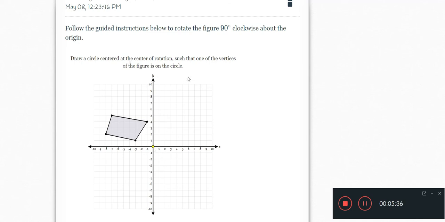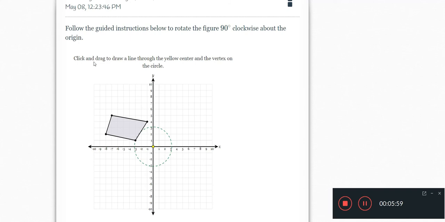All right. So in order to do this one, it says draw a circle centered at the center of the rotation such that one of the vertices of this figure is on the circle. So vertices is the plural of vertex, meaning one of these points. All right, I've been calling it points. I really should have been calling it a vertex. So if I take my yellow line, it's going to draw a circle, and I want it to hit one of these vertices. So I'm going to make it hit this one. You could choose whatever one you want. You can make it go to this one or this one.